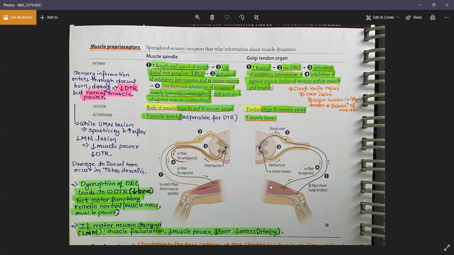In case of any upper motor neuron lesion, these Golgi tendons will be hyperactivated. So even if you lift a very little weight, these Golgi tendons will send impulses to the Renshaw cells, and the Renshaw cells will inhibit the contraction. So even a slight tension in your muscles results in relaxation of the muscles, right? And this is exactly what happens in upper motor neuron lesions. It is also known as the clasp knee reflex.